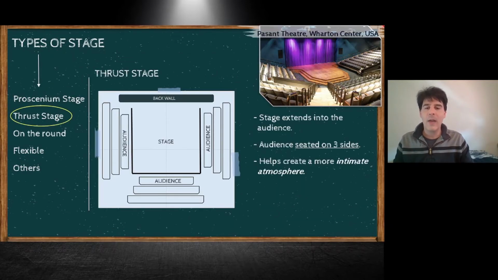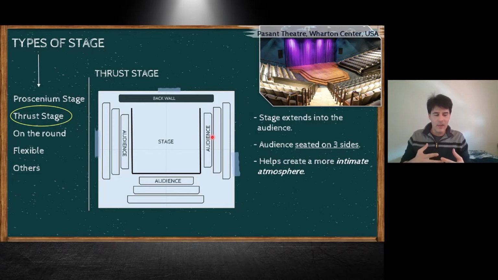Then we have what is called the thrust stage. So this is a really good type of stage. And this type of stage has a back wall, and then the stage just runs into the audience. So the key thing here is that we have the audience seated on three sides of the stage. And this helps create a more intimate atmosphere, and the audience also feels closer to the action.